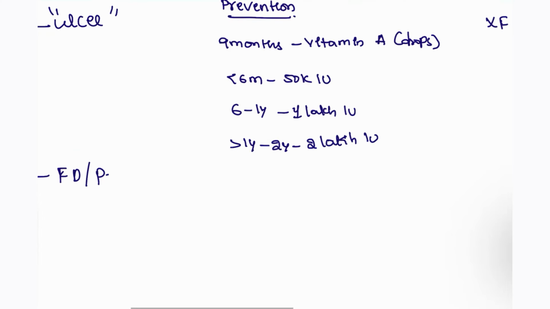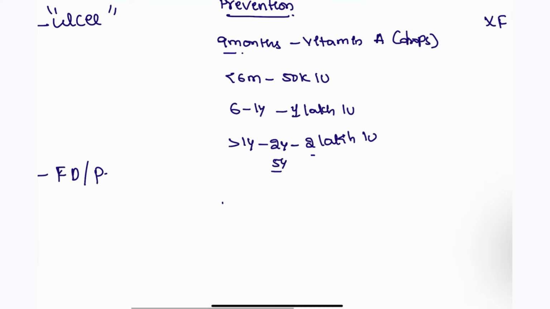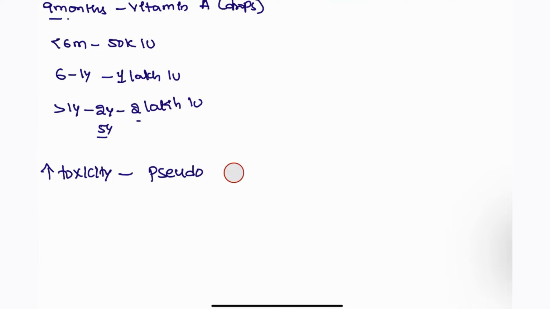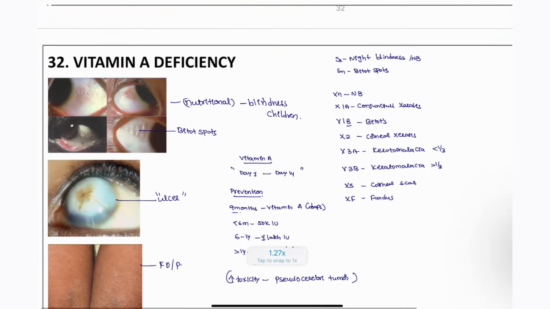Okay, up to 5 years of age, we can give 2 lakh international units, but it is started around 9 months, because if it is given in excess, it can cause toxicity. Hypervitaminosis especially will be presented as pseudotumor cerebri. Sorry, pseudocerebral tumor will be seen, and increased cranial tension will also be seen. That is vitamin A deficiency.